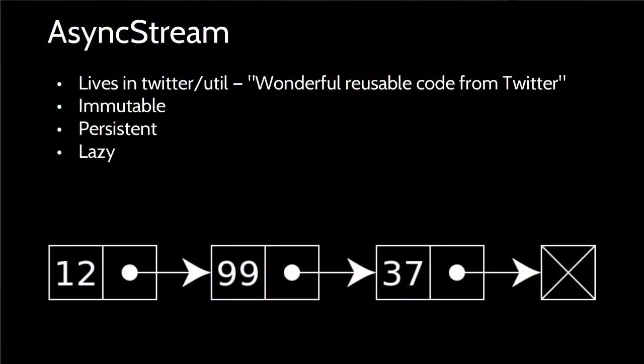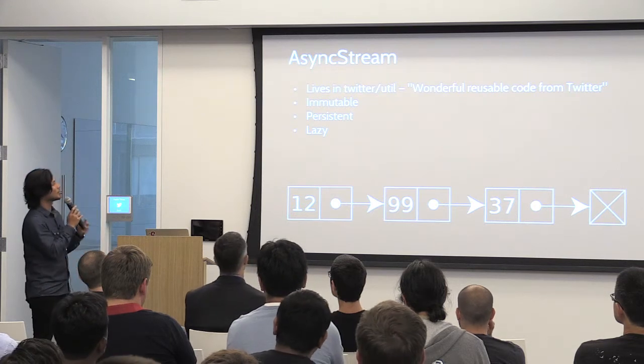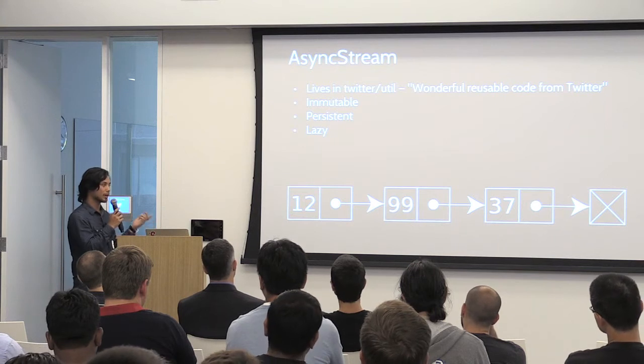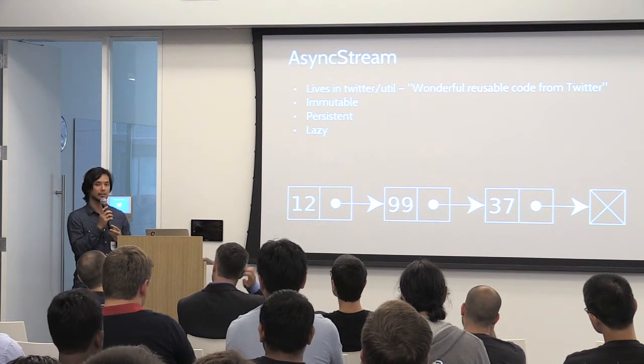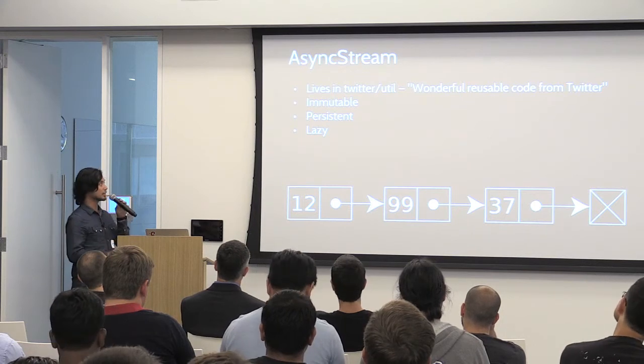So for that, we have this primitive called async stream, and it lives not in Finatra or Finagle, it's in Twitter util, which is wonderful reusable code from Twitter. And yeah, it has many fans. So an async stream is practically a lazy list of futures. It's slightly different, and I'll tell you how in just a moment.